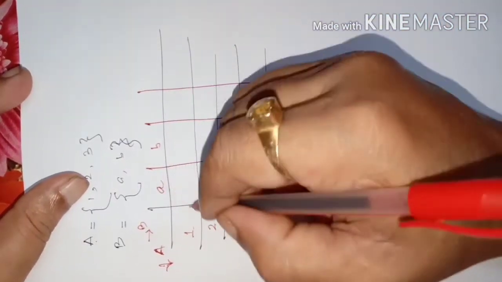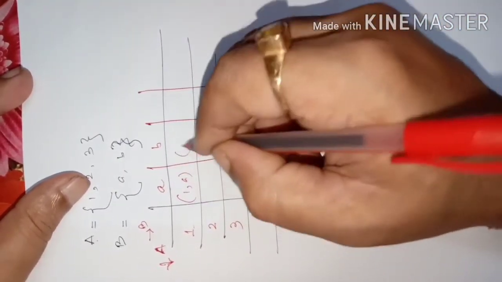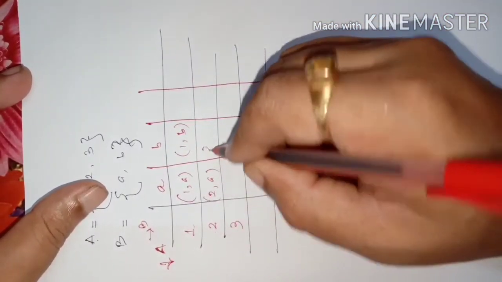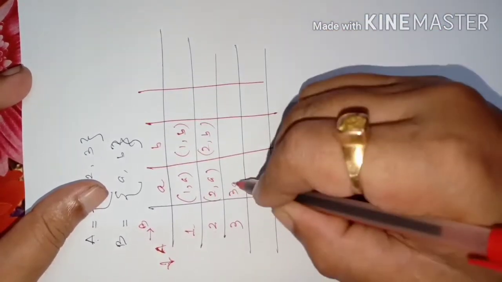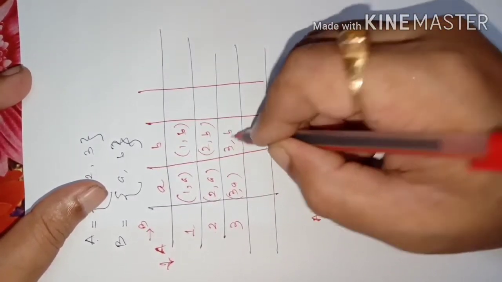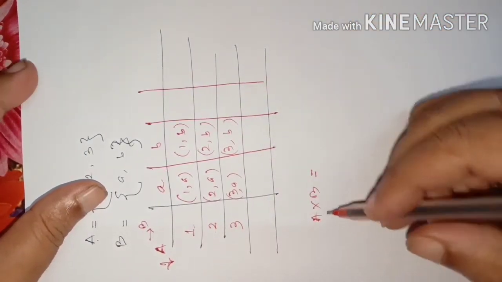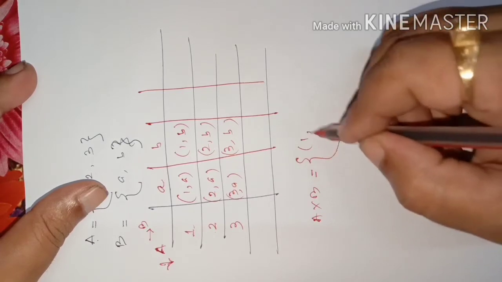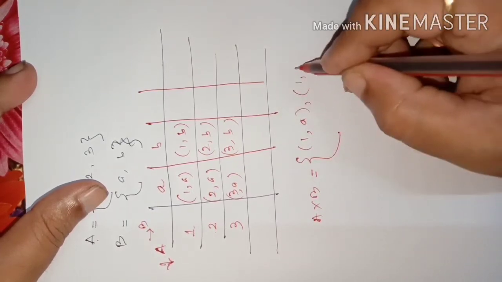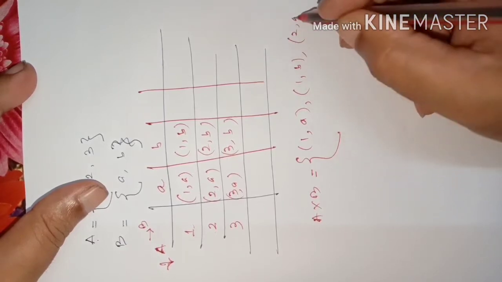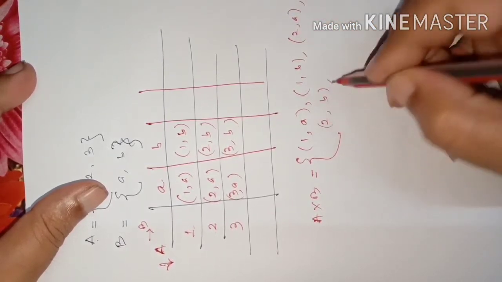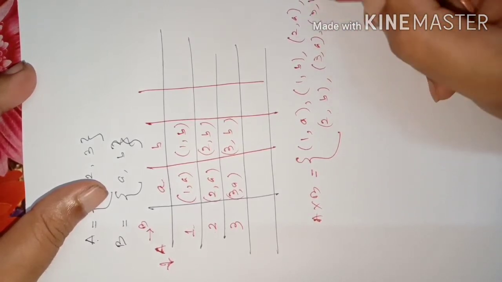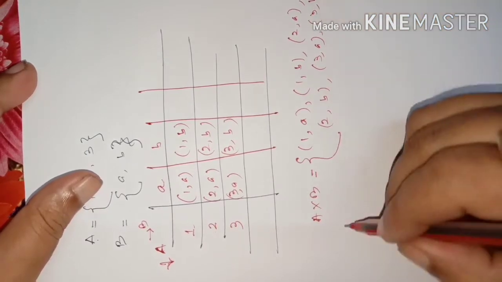Then 1 with a, 1 comma a, 1 with b, 1 comma b. Then 2 with a, 2 comma a, 2 comma b, 3 comma a, 3 comma b. These are the elements. So in A cross B, what will come? Curly bracket, then (1, a), (1, b), (2, a), (2, b), (3, a), (3, b). Have you understood, students? This is A cross B.